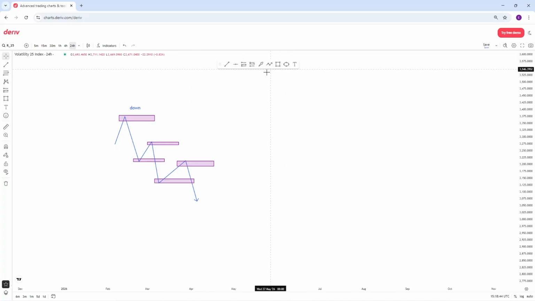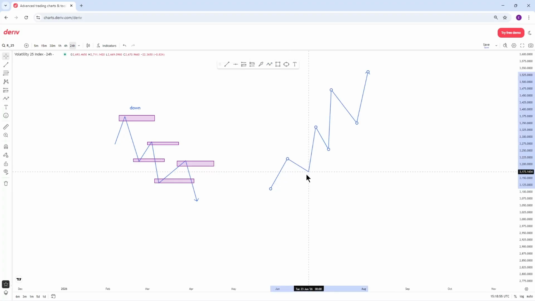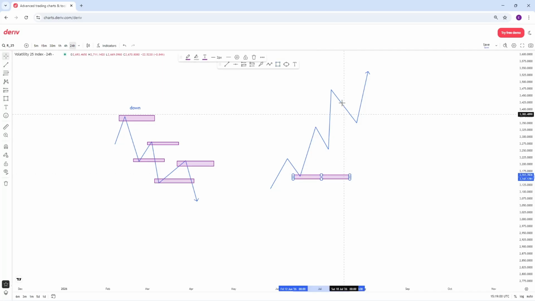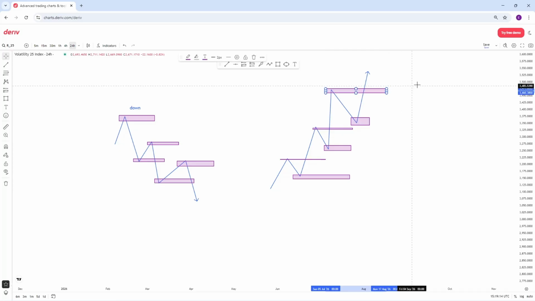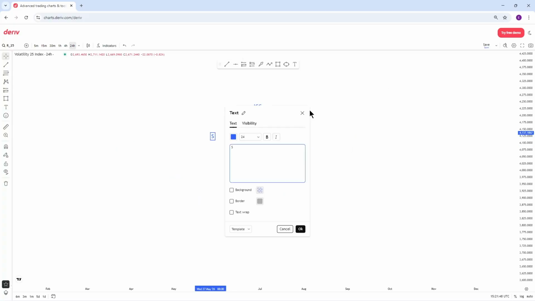Okay, this one is an uptrend. As you can see, my higher lows are being made and my highs broken. My highs have been broken in the market. So this is an uptrend, right?